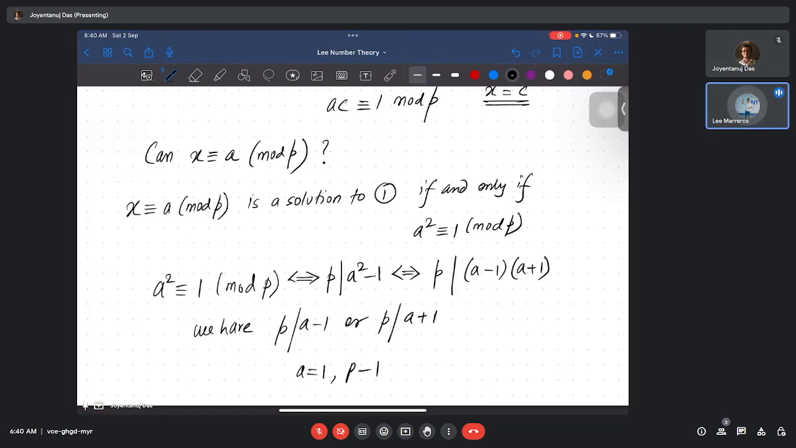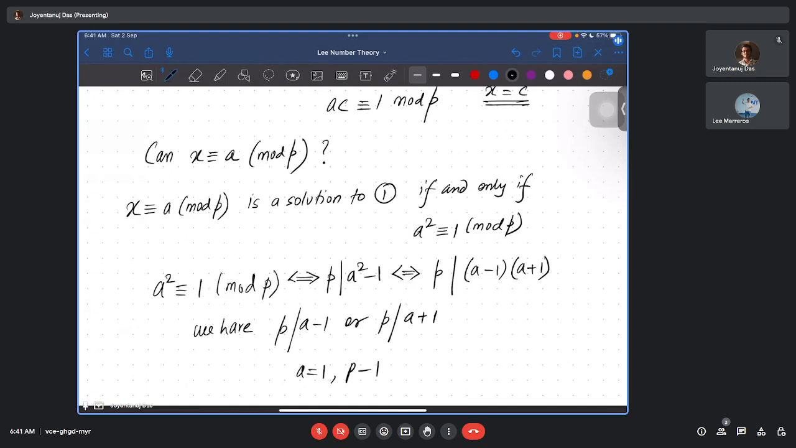So you're saying p divides a minus 1 and p divides a plus 1. So the two cases would be a equals 1. The first one, the only solution is a equals 1, right? Because a lies between that range, 1 to p minus 1. So a lies between 1 and p minus 1, right? For any other value of a, p cannot divide a minus 1, right?